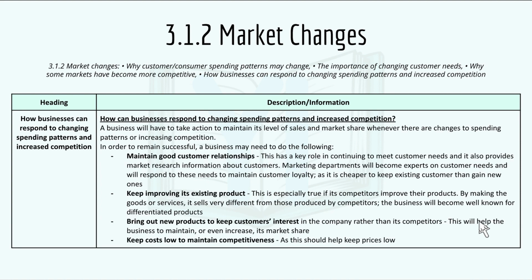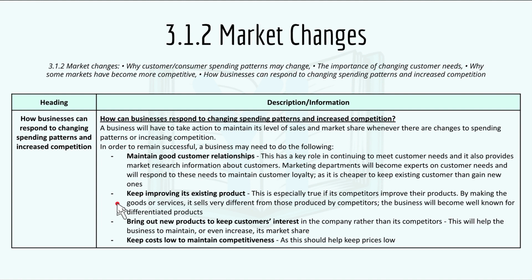Then we have how businesses can respond to changing patterns. So here's how businesses can respond to changing spending patterns and increased competition. A business will have to take action to maintain its level of sales and market share whenever there are changes to spending patterns or increasing competition. In order to remain successful, a business may need to do the following. Number one, maintain good customer relationships. This has a key role in continuing to meet customer needs, and it also provides market research information about the customers. And the marketing departments will become experts on customer needs and will respond to these needs to maintain customer loyalty.